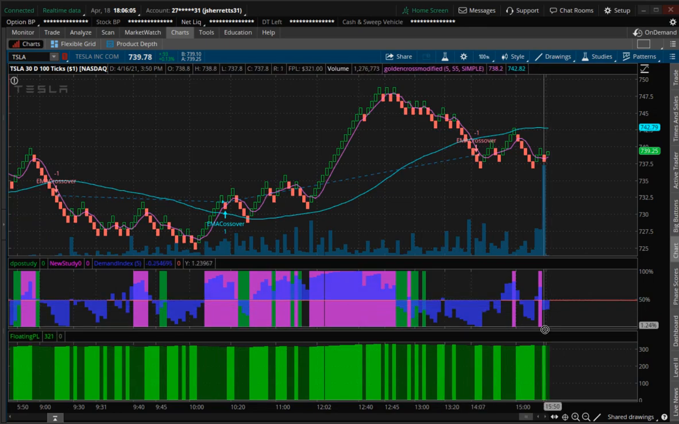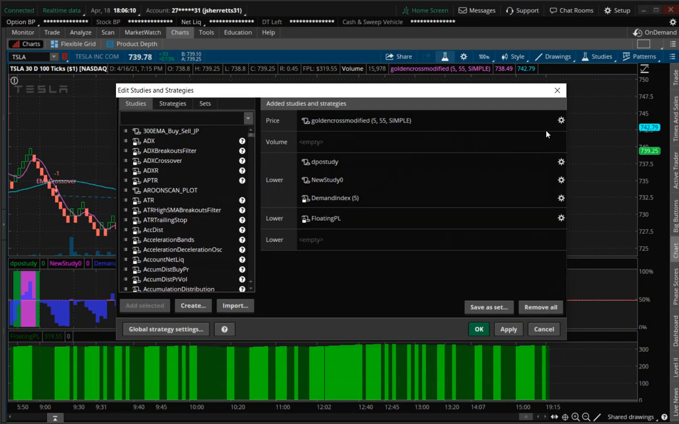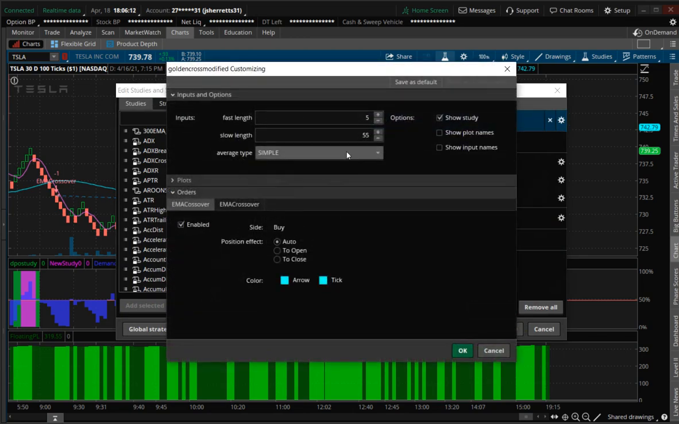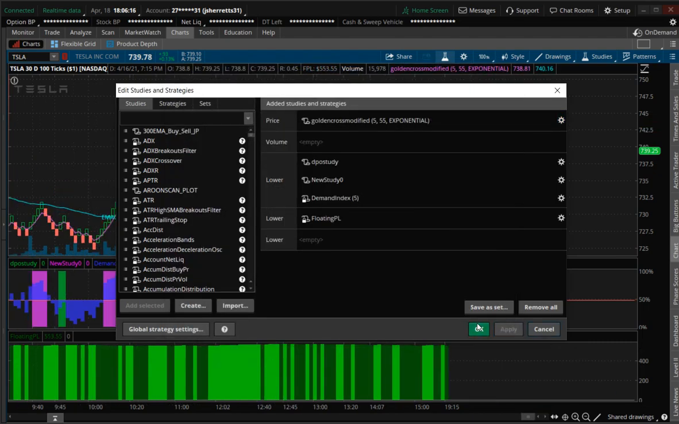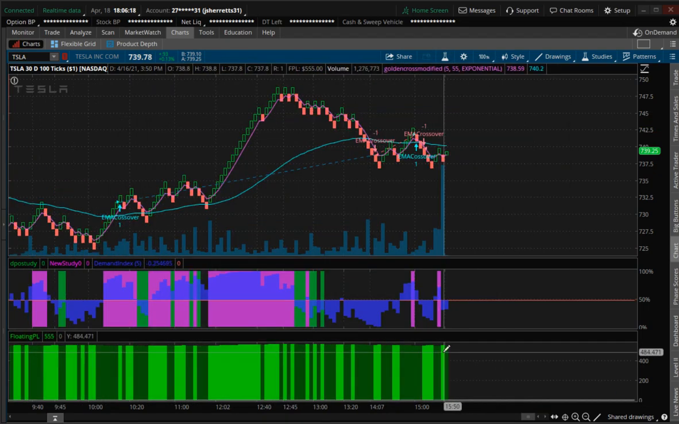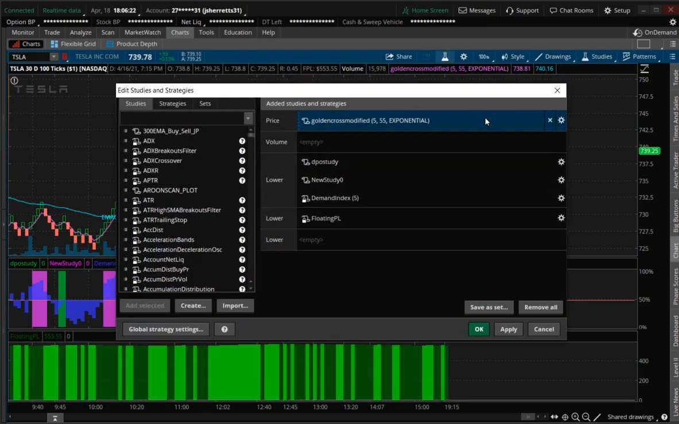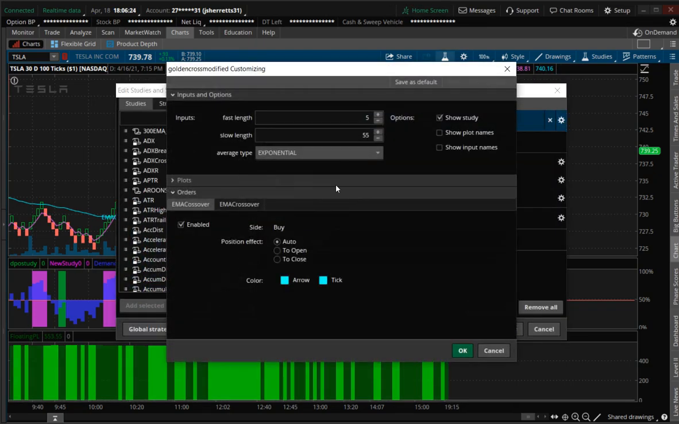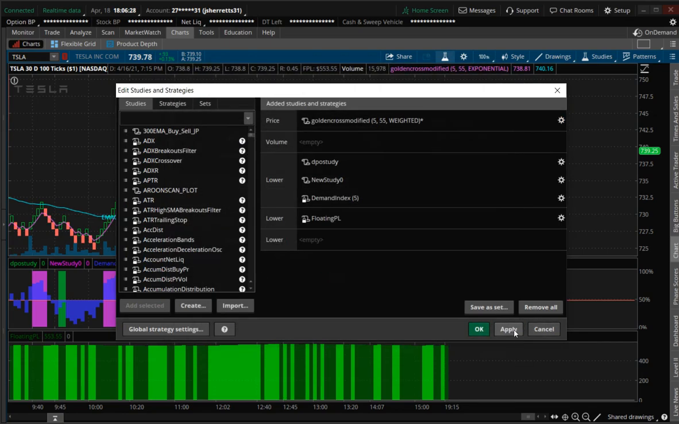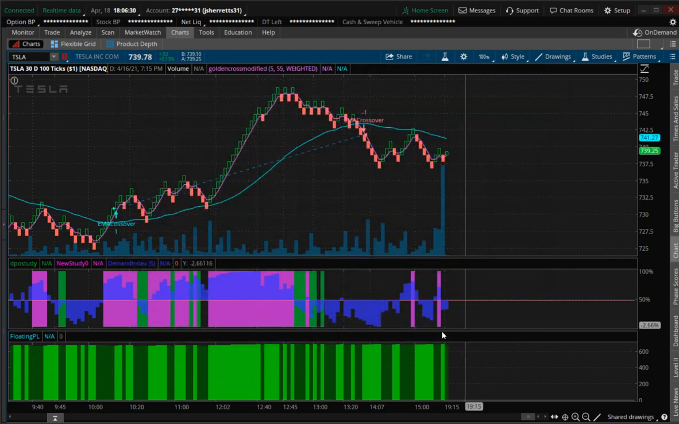All right, now that's 321. Let's change this back. Exponential, 555. Okay. Let's see. Now, let's go weighted. $681, better yet.